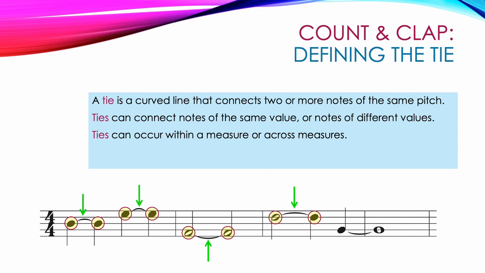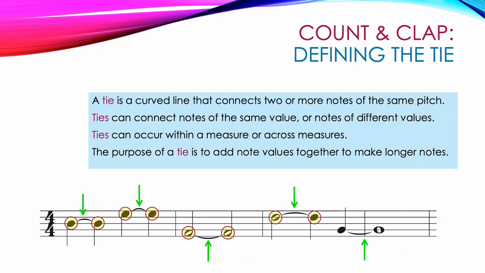In the four examples we've already looked at, the ties are connecting notes that are in the same measure. But in our last example, we see a tie that connects the last note in the third measure to the first note of the fourth measure. The purpose of a tie is to add note values together to make longer notes.